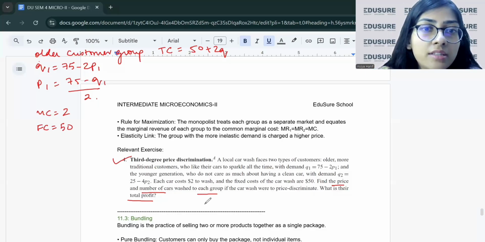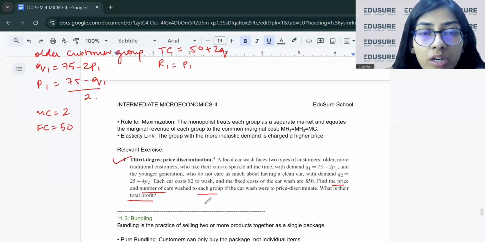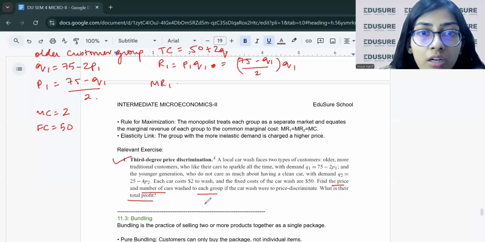So from here we have got the inverse demand function, and now what we have to do is the total revenue function. So what will R1 be? It will be P1 Q1. So this is the total revenue function. This is going to be (75 - Q1/2) into Q1. And MR1 will become 37.5 - Q1. Okay?